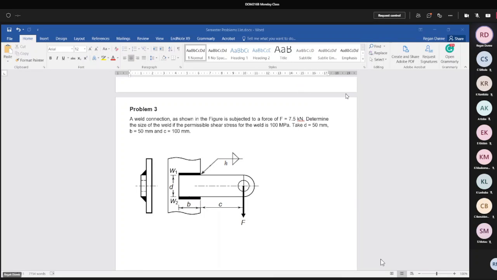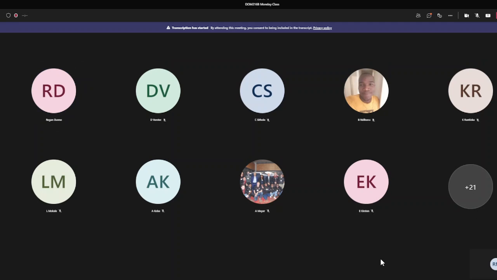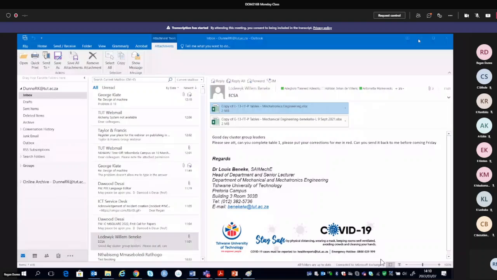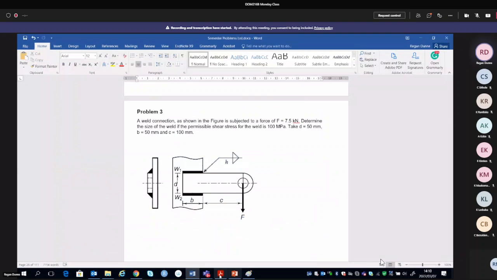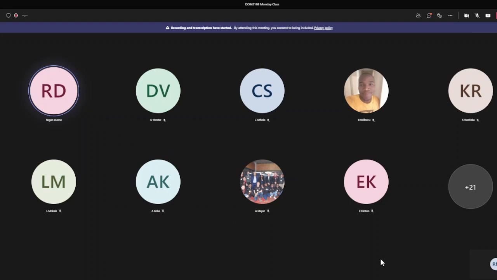Right, I think let's have a look at the solution, because we are running out of time. So I'm going to start recording and record the problem, and then we'll look at the solution. I'm going to start that again. I don't want my emails popping up and recording.